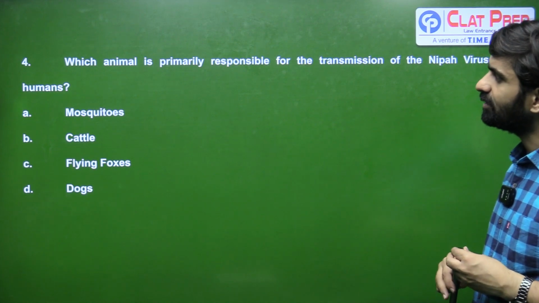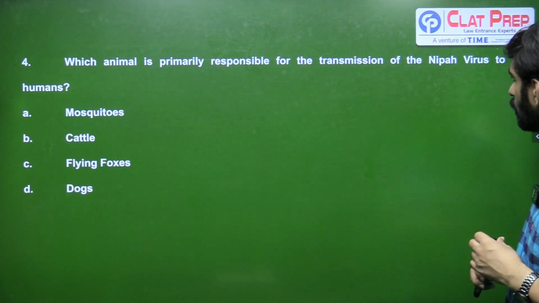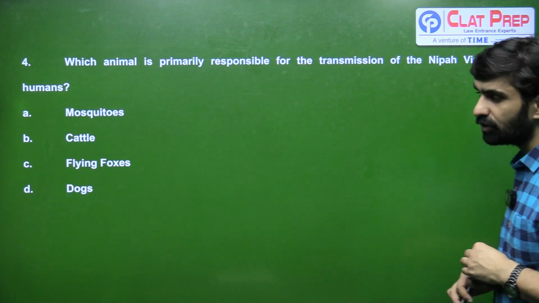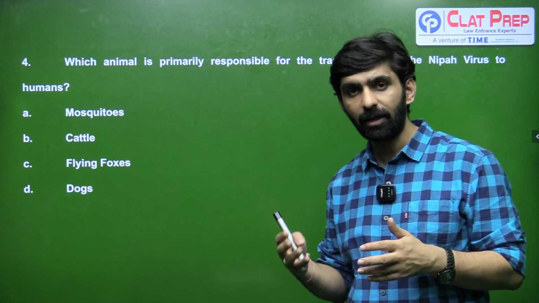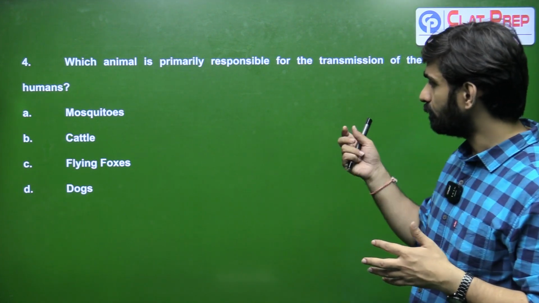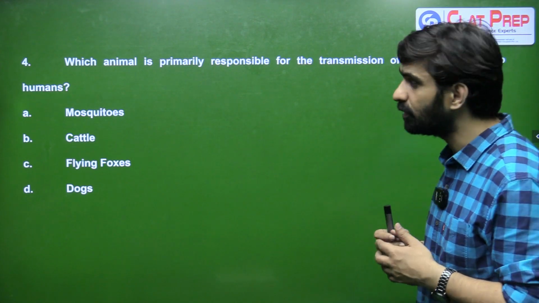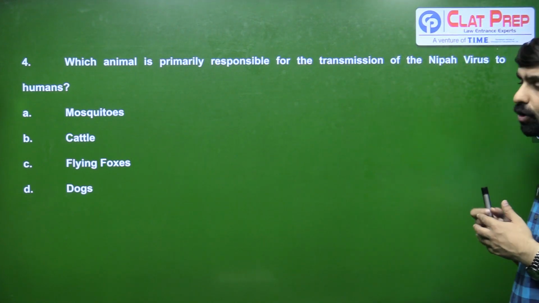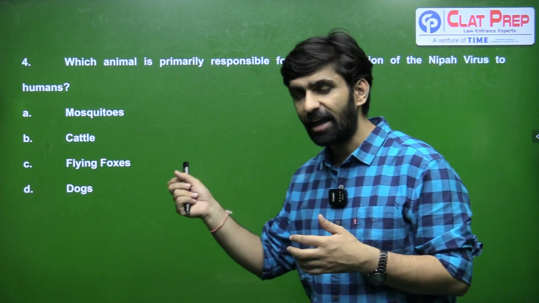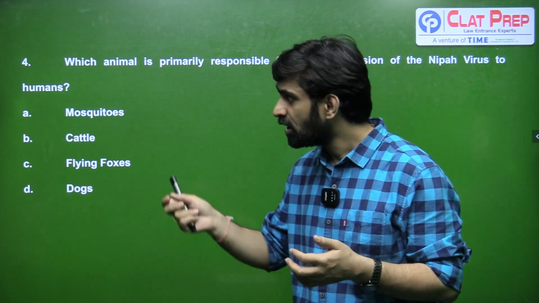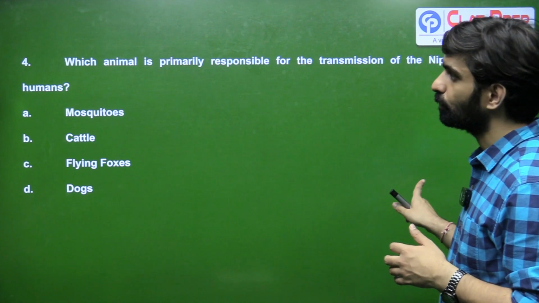Next is, which animal is primarily responsible for the transmission of the Nipah virus to humans? So there is a Nipah virus outbreak happening in the state of Kerala, and the animal which is primarily responsible for transmission of this Nipah virus to humans is flying foxes, also known as fruit bats. So answer for fourth is going to be C.